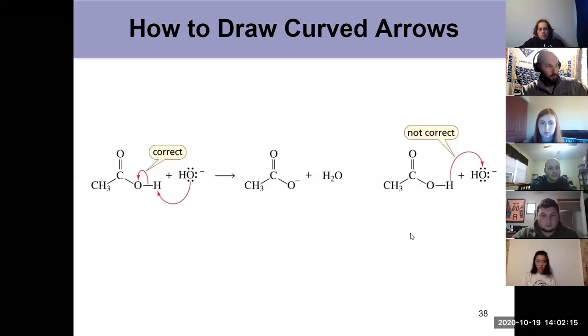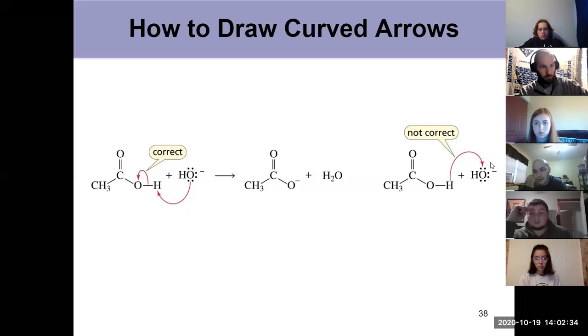What about over here? Right? What's incorrect on the right-hand side? Take a minute, look at the left, look on the right. This is actually what I would point out as the most common mistake that I see when I'm grading tests. Right? The problem over here, why is this one not correct? Because it showed the arrow starting at an atom. You always want to start at electrons and point to atoms.